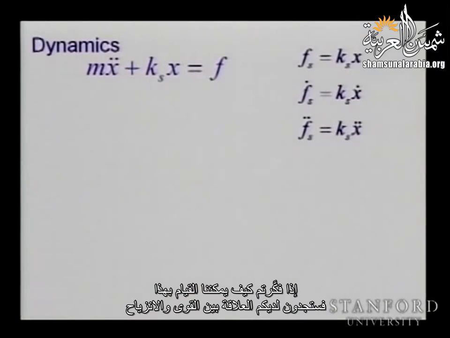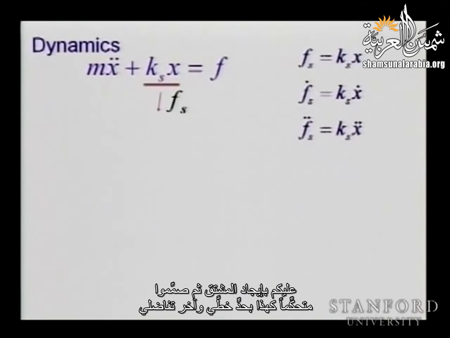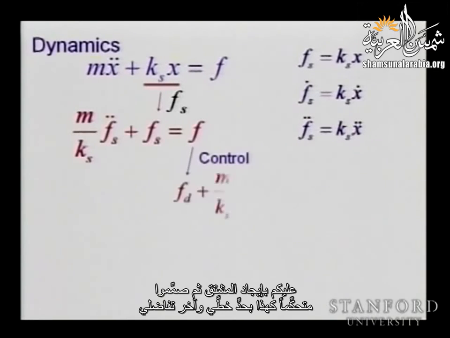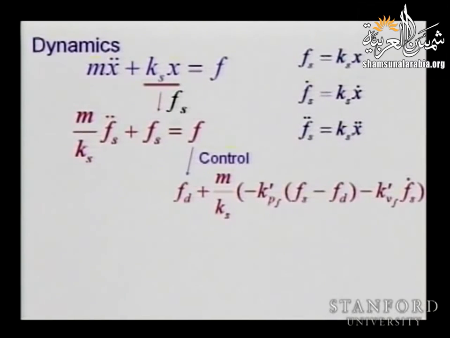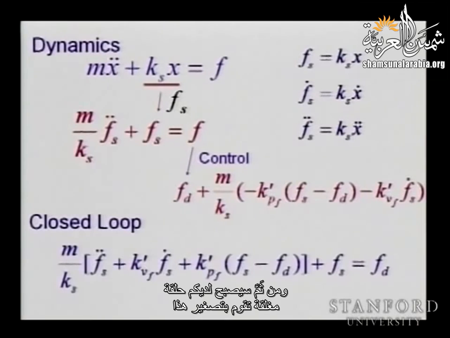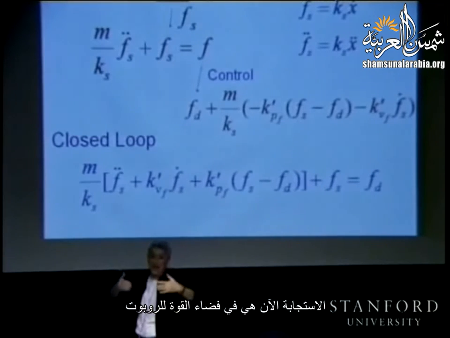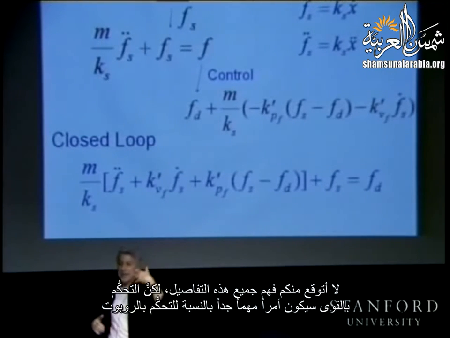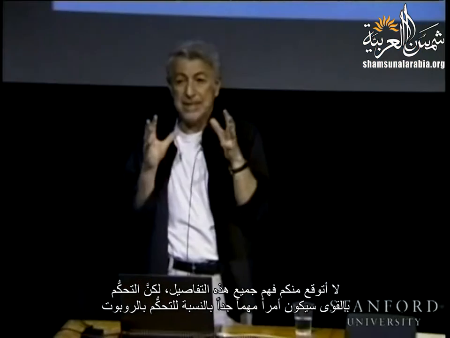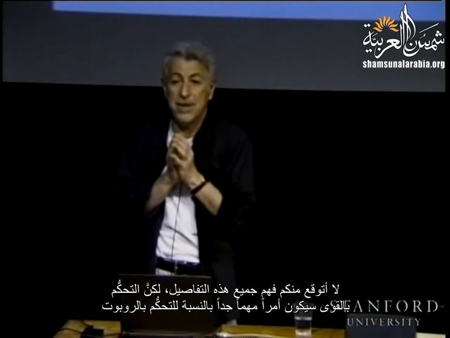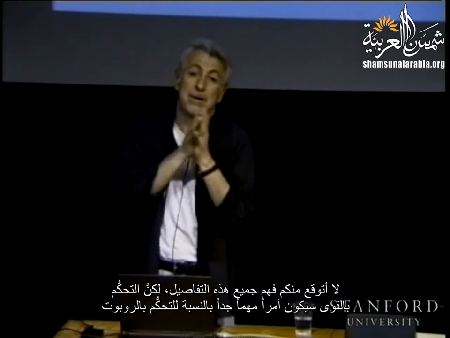So if you think about how we can do this, basically you have the relation between forces and displacement. You take the derivatives, and then you design a controller like this with a proportional term and a derivative term, and you are able to have a closed loop that minimizes this. And the response now is in force space for the robot. I'm not expecting you to understand all these details, but essentially force control is going to be a very important aspect of robot control.